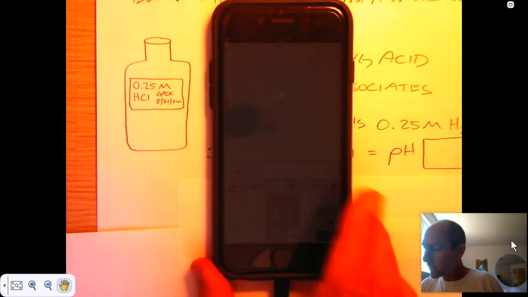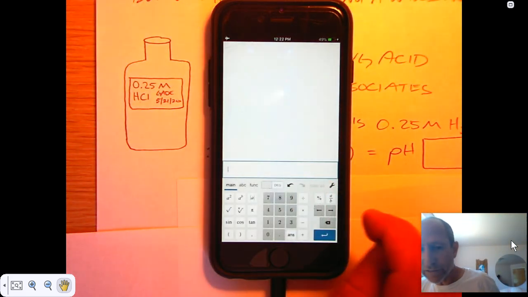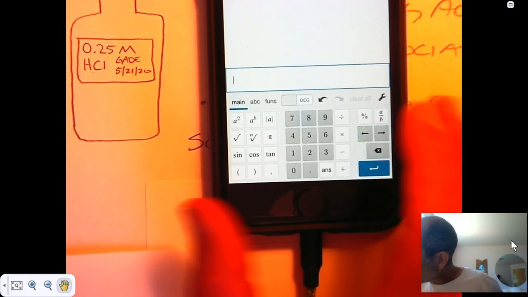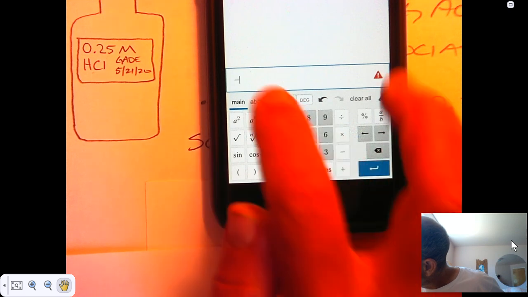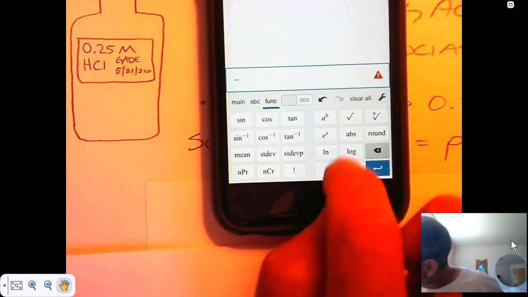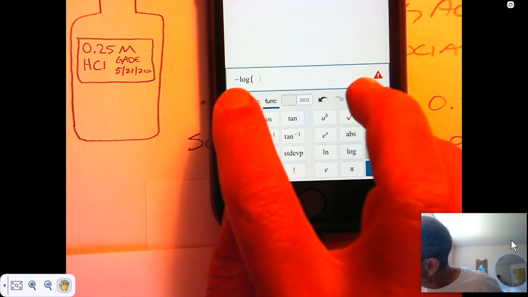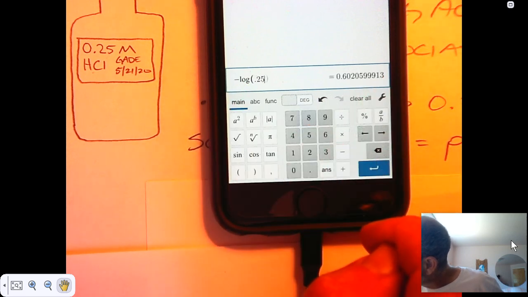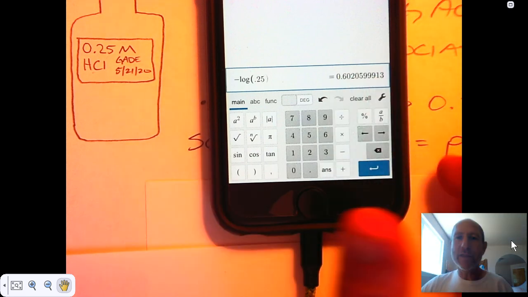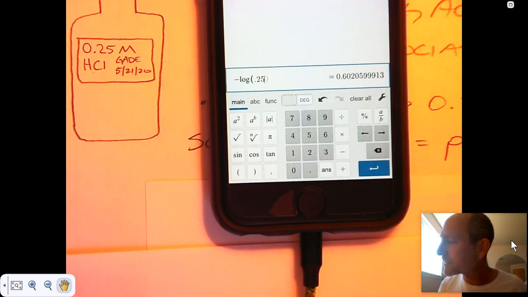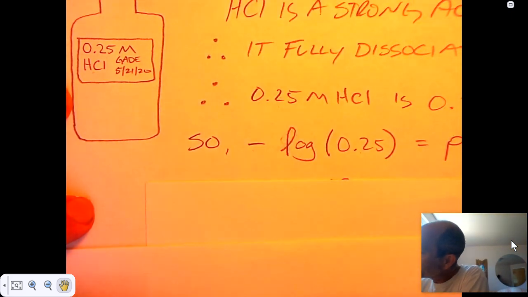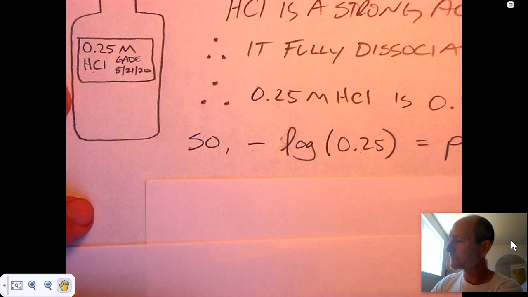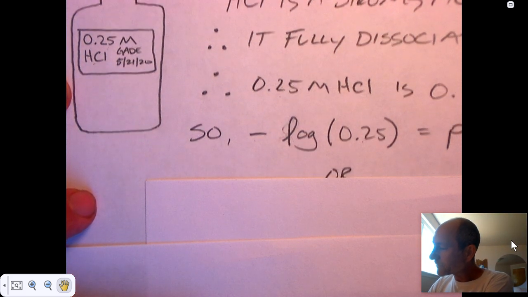So I need to get out my calculator here and hit clear all. Let me zoom back in here. And we're going to want to do the opposite of the log of 0.25, just like that. And it shows us that the pH is 0.6 about. So the pH of this solution is 0.6. Yeah, that's great.